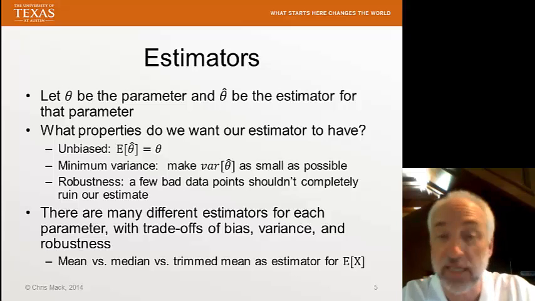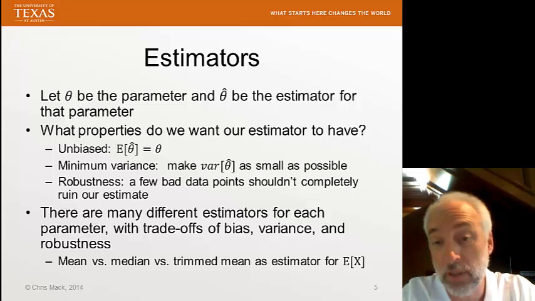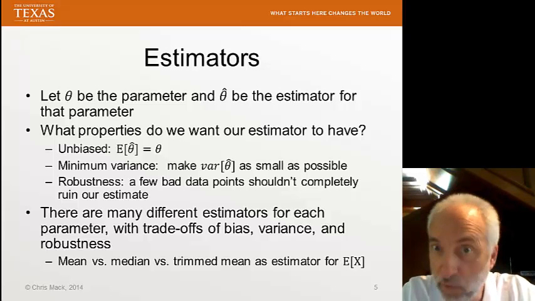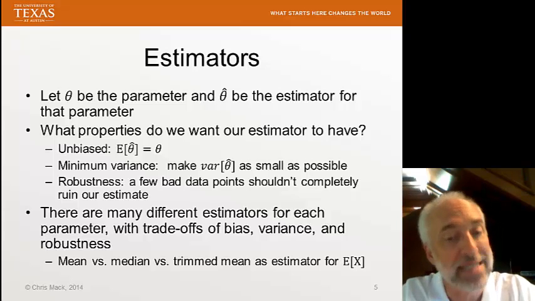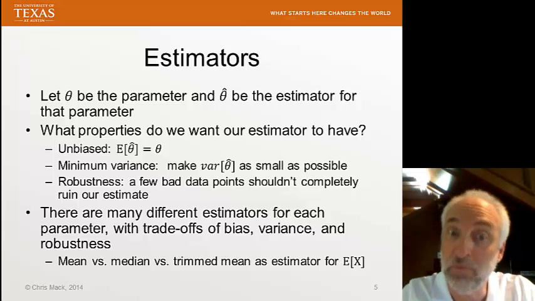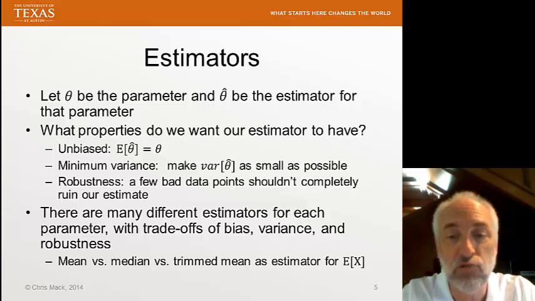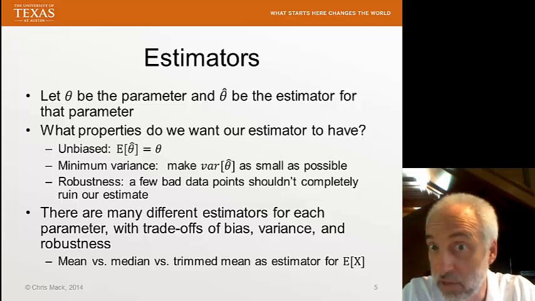There are many different estimators for each parameter, and these estimators tend to have trade-offs in terms of bias, variance, and robustness. The ones we've talked about a little bit are estimators for the mean. We can use the sample mean, we can use the sample median, and we can use the trimmed sample mean as estimators for the expectation of x.